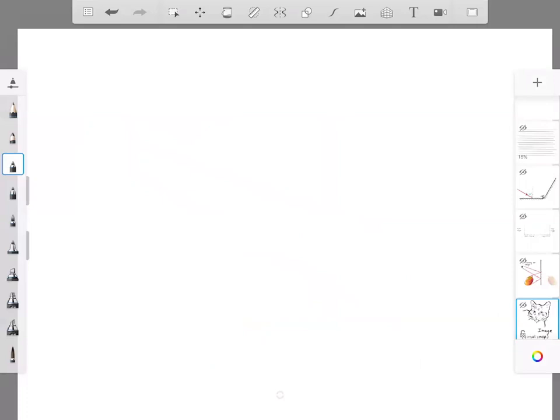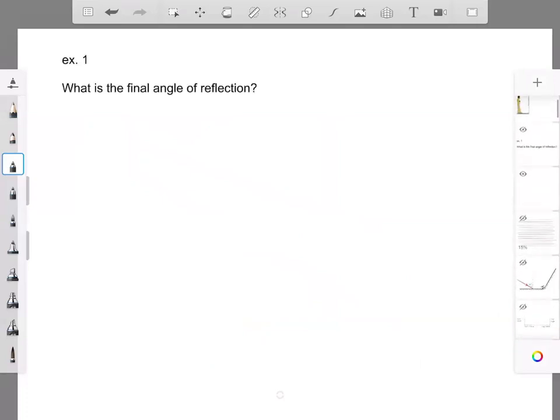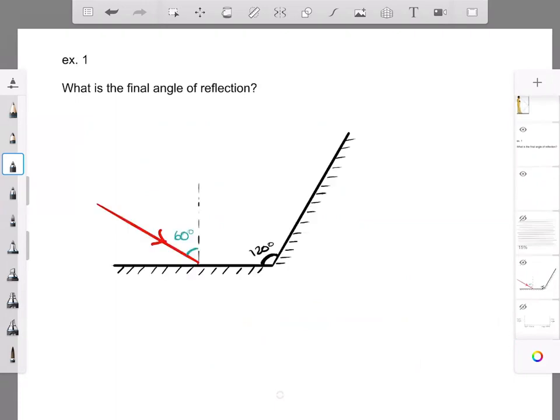Okay, let's look at a couple of examples of some problems with flat plane mirrors. Let's start with this one. What is the final angle of reflection? So we see we have two mirrors angled 120 degrees apart from each other, right? And we see that the angle of incidence for the initial light ray is 60 degrees.